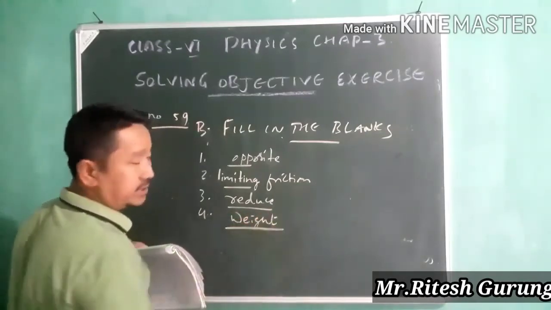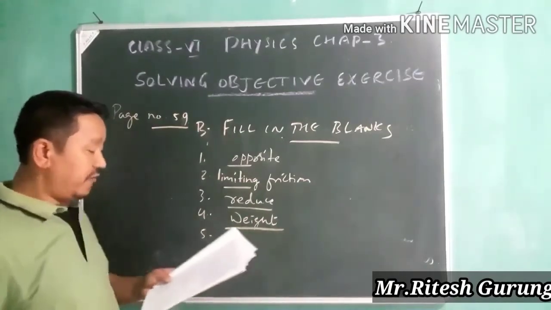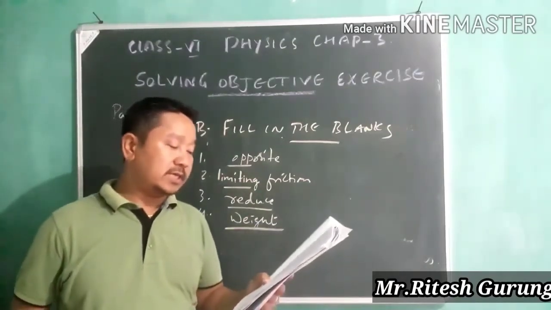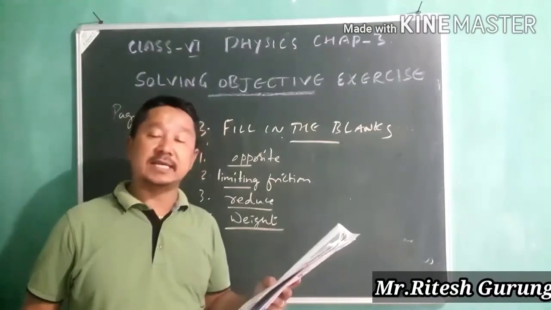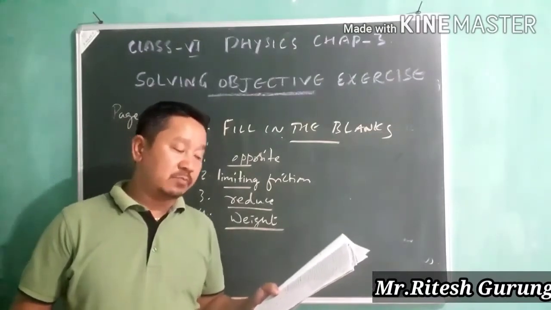Okay, spring balance is used to measure weight. Number 5, rolling friction is much less than the sliding friction. Rolling friction and sliding friction are there. So your rolling friction is much less.